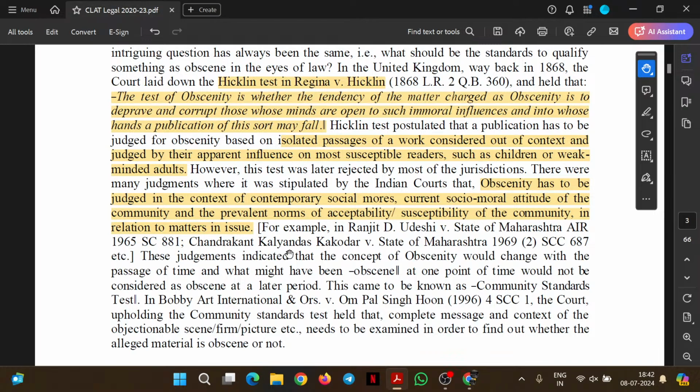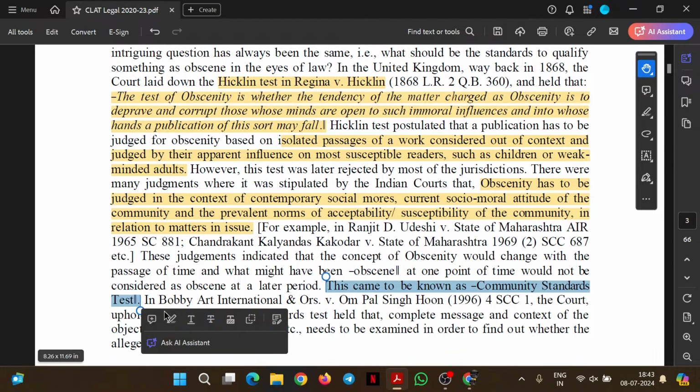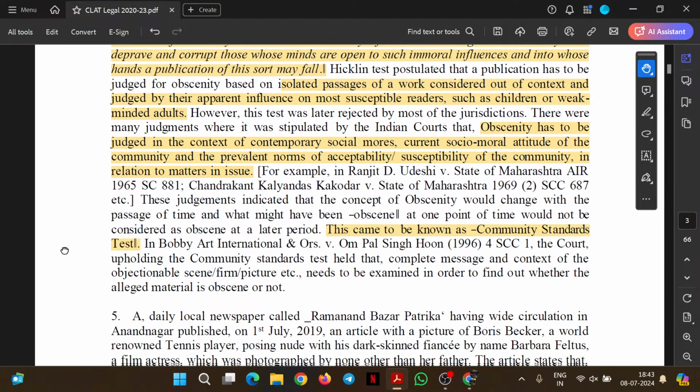Looking at how the society currently is functioning, what is acceptable, what is not acceptable. These judgments indicate that the concept of obscenity would change with the passage of time, and what might have been obscene at one point of time would not be considered obscene at a later period. This is something that we were just talking about. This came to be known as the community standards test. Okay, so now the author has provided a name to it. Now this is called the community standards test.